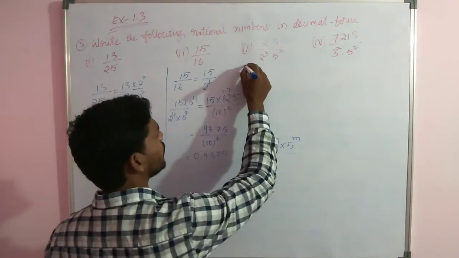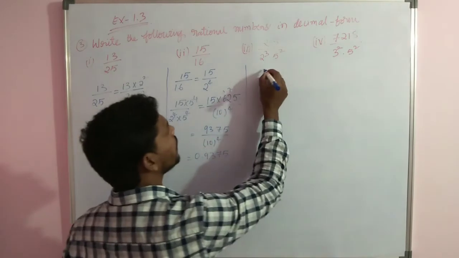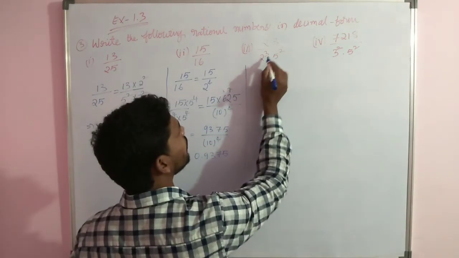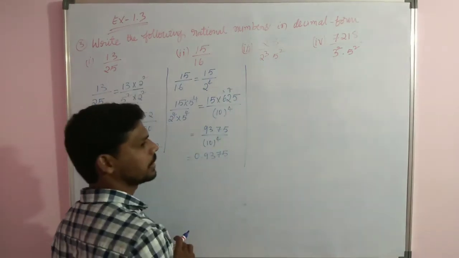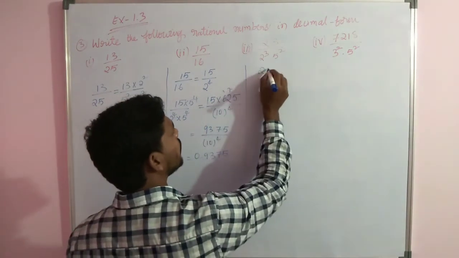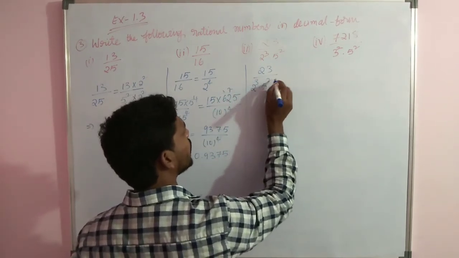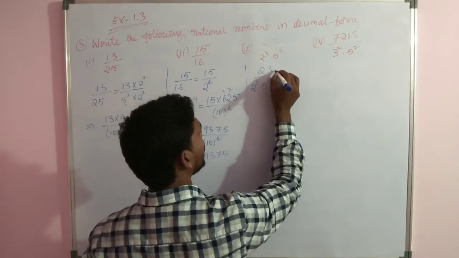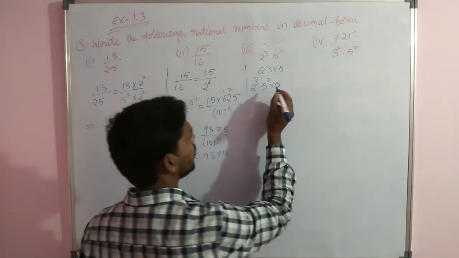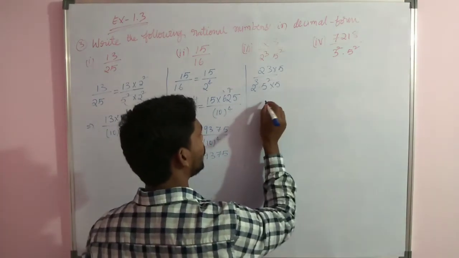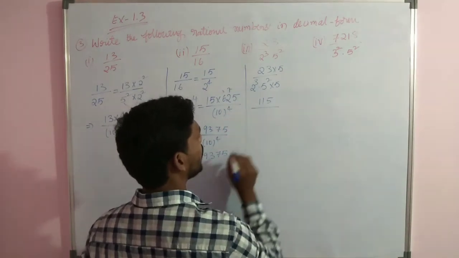0.9375. Next, coming to the third problem, that is 23 by 2 cube into 5 square. Here 2 cube and 5 square are already given, so just multiply both numerator and denominator by 5. Now this becomes 23 into 5: 5 3s are 15, 5 2s are 10, 10 plus 1 is 11, so 115.